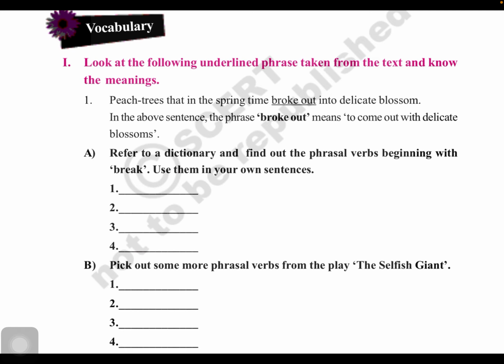Peach trees that in springtime broke out into delicate blossom. In the above sentence, the phrase broke out means to come out with delicate blossoms. So broke out means to come out. Here broke out is a phrasal verb. A phrasal verb is a verb plus preposition. What is a verb? A verb means an action word. Verb plus preposition becomes a phrasal verb.